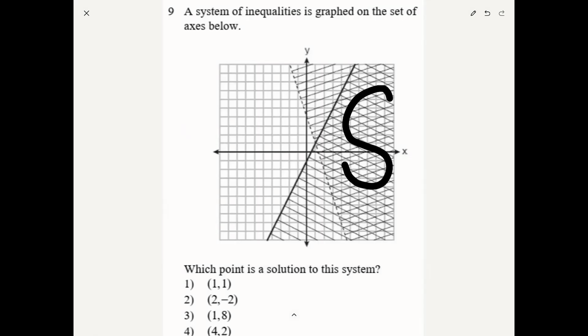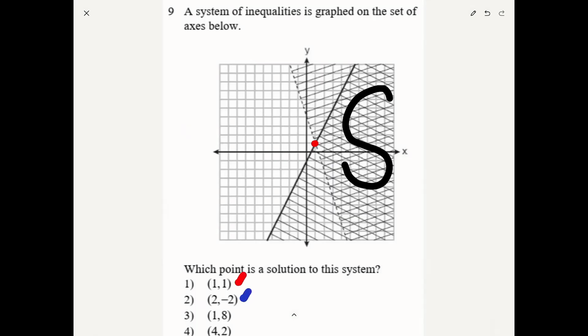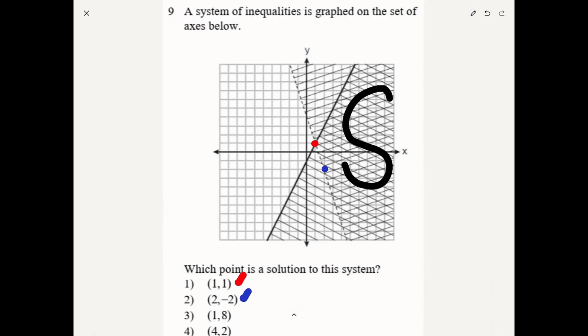So the first one is 1, 1. That means I go over 1, up 1. So it's going to be right here. And then the second one is 2, negative 2, which means I go 2 to the right, and then I go down 2, and I'm going to be right here. And then the third one is 1, 8. Actually, let's make these different colors so they pop a little better. So this one is 2, negative 2. And then let's change this to a nice lime green, 1, 8.